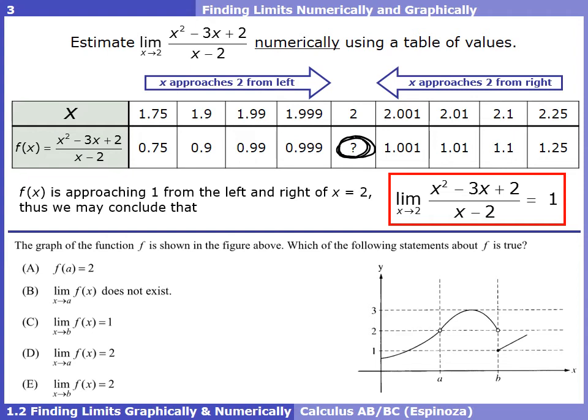We have the graph of a function f, as shown in this figure, and we want to find which of the following statements are true. And again, other than choice A, all of these deal with this new idea concerning a limit. So let's go ahead and get choice A out of the way first. Does the y value at x equals A equal 2? That's what this function notation is asking you. What is the y value when x is equal to A? Well, in this case, they're saying it's equal to 2.